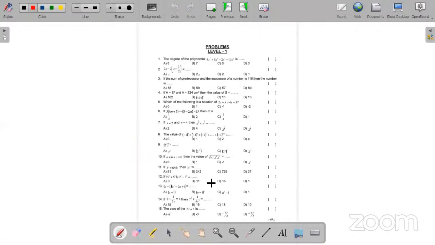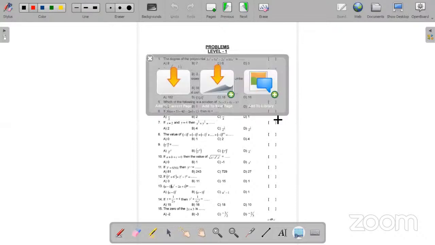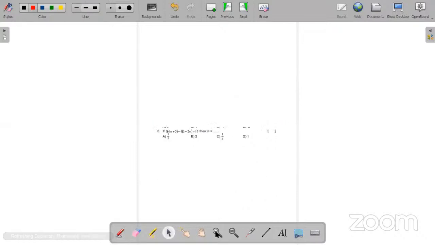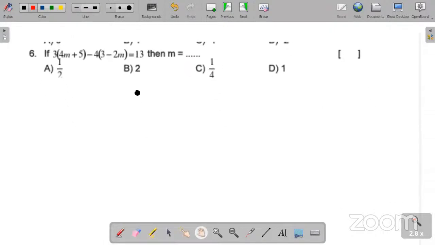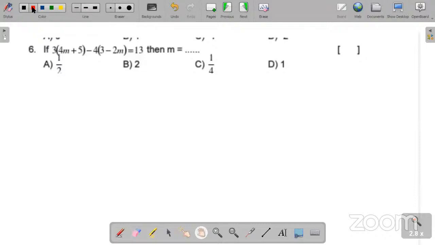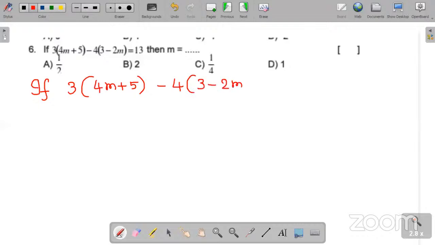Okay, let us move to the next question. Try to solve this question now. This is also a very easy question. You can try yourself. See, if 3 times (4m plus 5) minus 4 times (3 minus 2m) is equal to 13. Solve this equation. That means find out the m value.